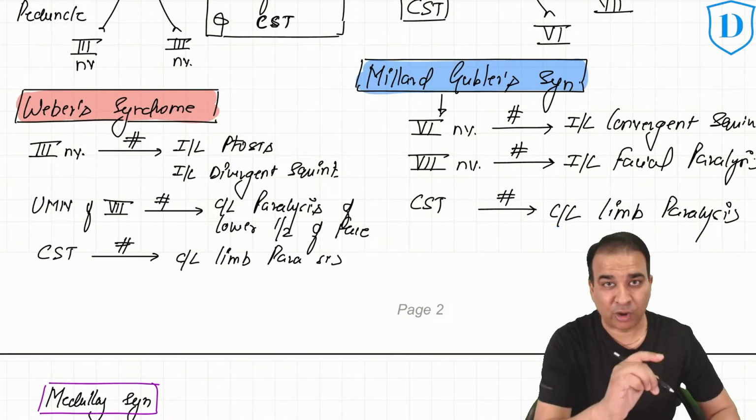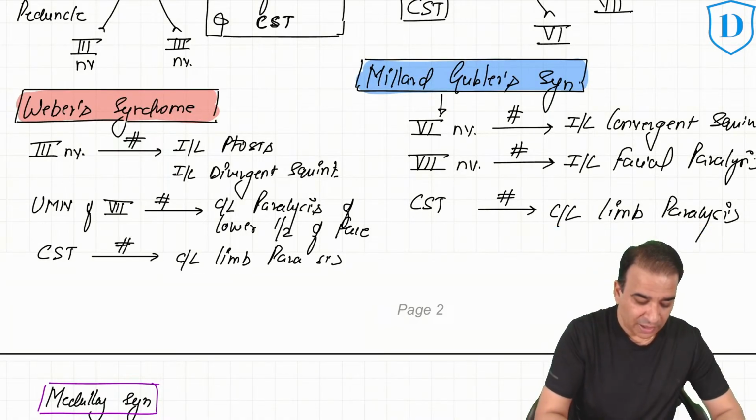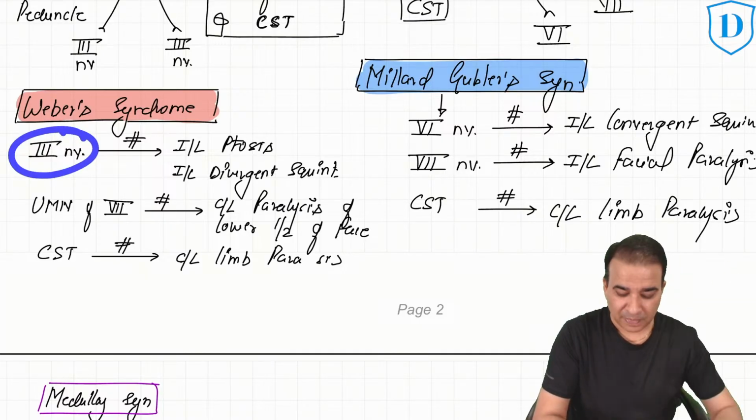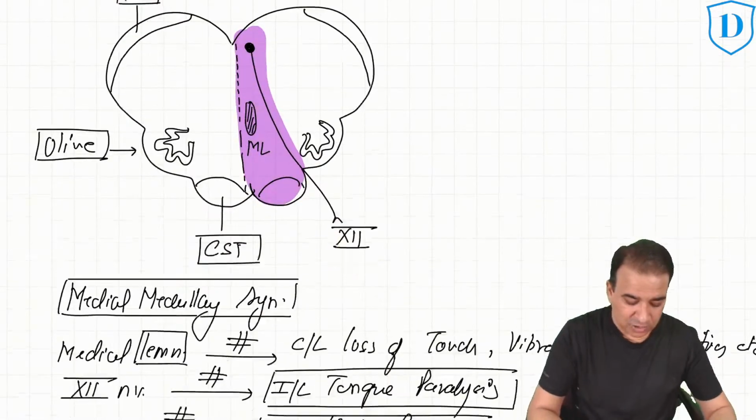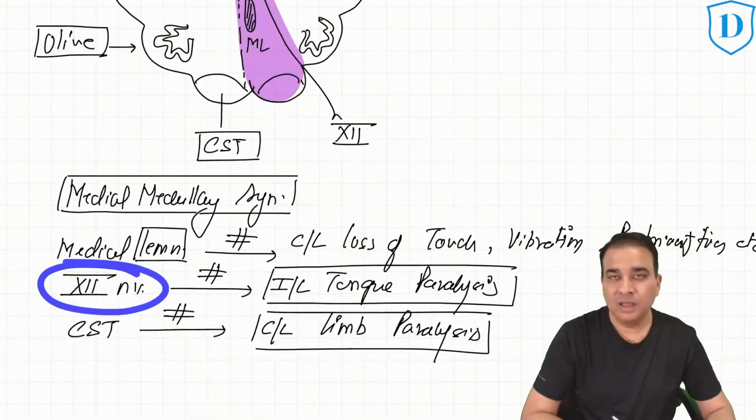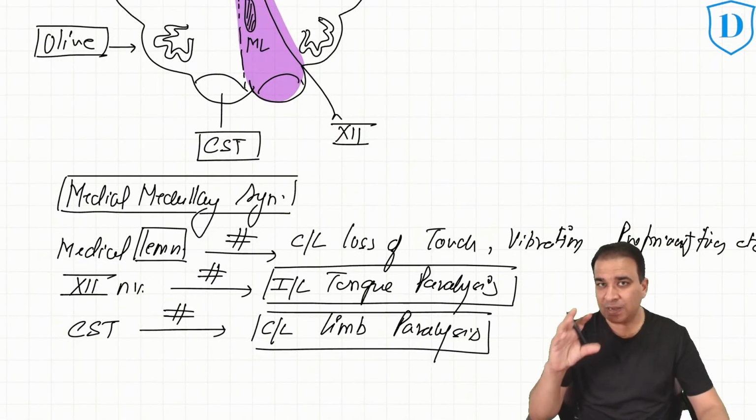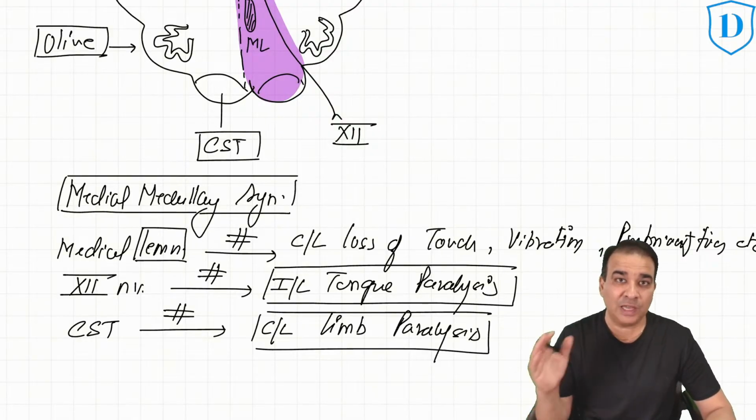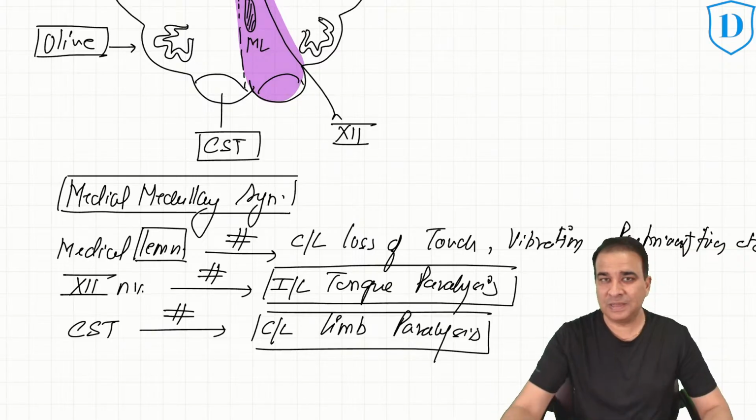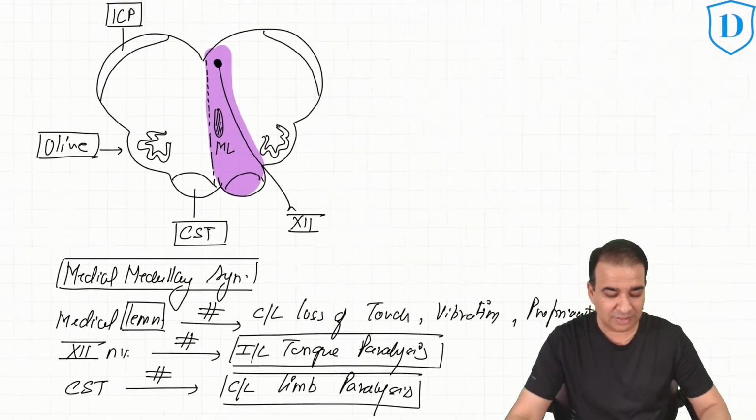But the nerve is important. If the ipsilateral third nerve is involved, it is Weber's syndrome of the midbrain. If the facial nerve is involved, it is a syndrome of the pons, Millard-Gubler. And if the hypoglossal nerve is involved, it is a syndrome of what? The medulla oblongata. So that's why it's very important to keep an eye on the cranial nerves, which cranial nerve is involved, then only you can judge at what level of the brainstem it is getting affected.